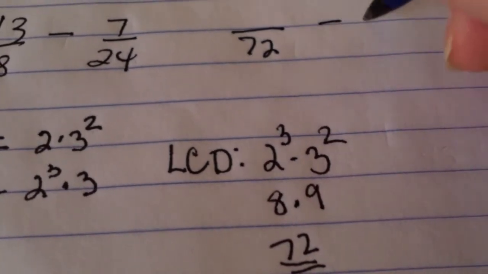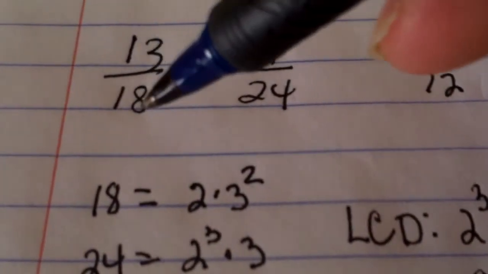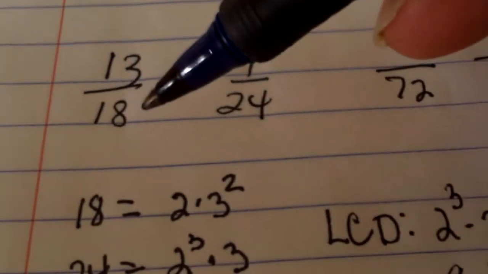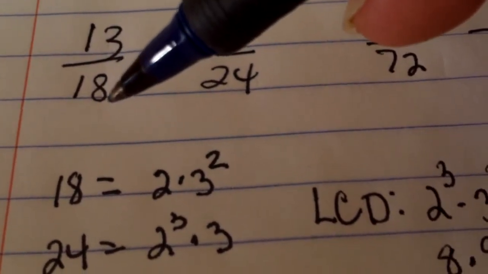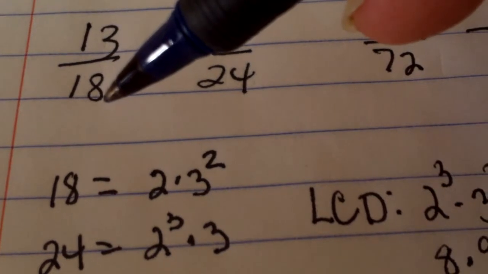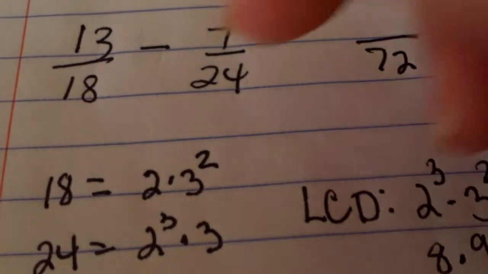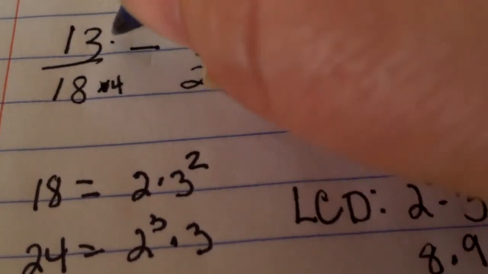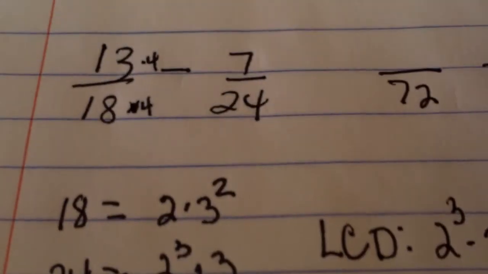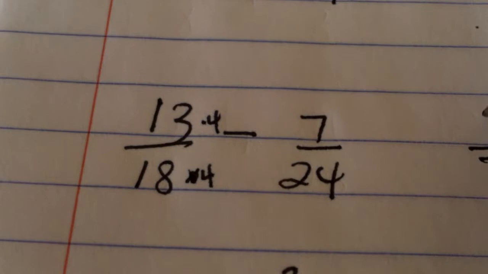So we now have to change each one of those fractions into 72's. Basically, you look to see what factor is it missing. Here we have the 9's and a 2, but it's missing 2 more 2's. We'd have to multiply by a 4. So we're going to have to take 13 times 4 to get our new numerator.